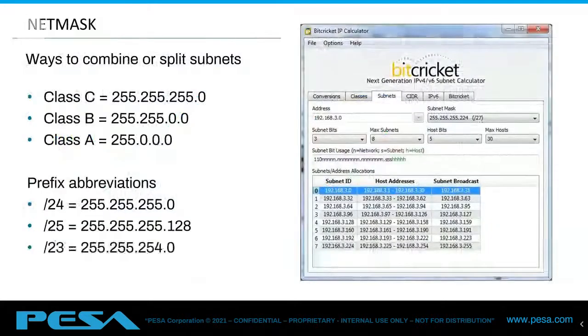The netmask is kind of how we would take each of those groupings of 256 and bust them up, expand them, or combine them.